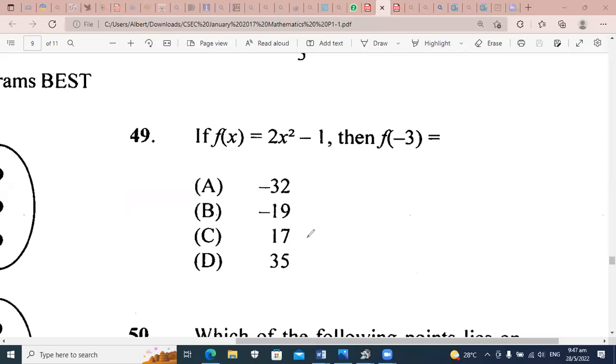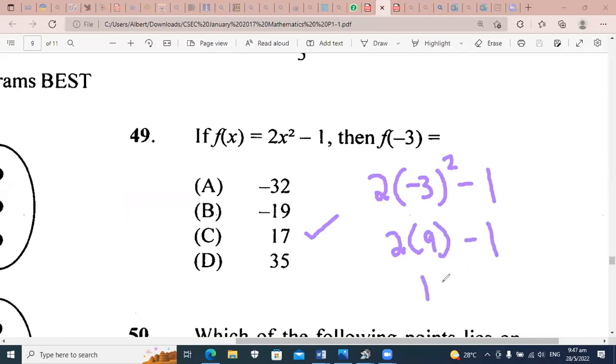Mm, 17. Correct. C, yeah. So it's 2 times -3 square, subtract 1. So always work out the power first, right? So -3 square is what? 9. Right? So 2 times 9 is what? 18. So minus 1, that will give us 17. All right.